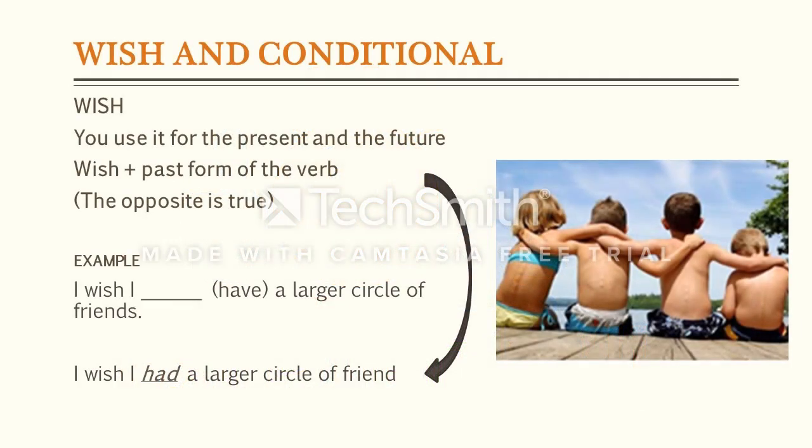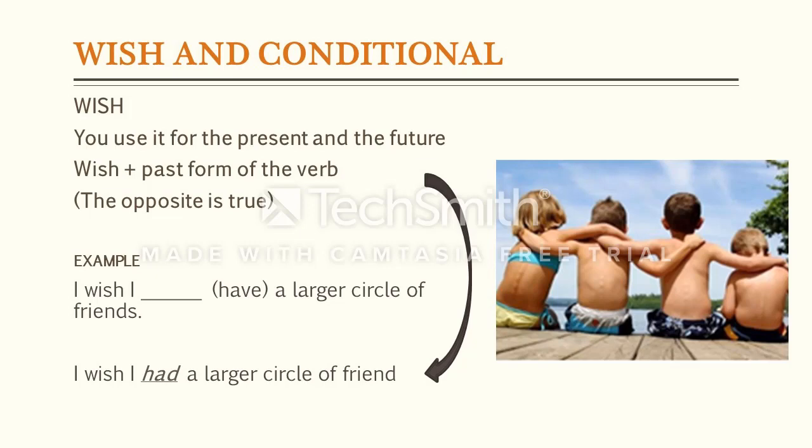Then the next part you have is the use of wish and the conditional forms, okay? Wish. Remember, we use it for situations that I express in present and future, right? As we explained in one of the previous videos, with wish you have to use the past form of the verb all the time, okay? And when I use this, the opposite is true.